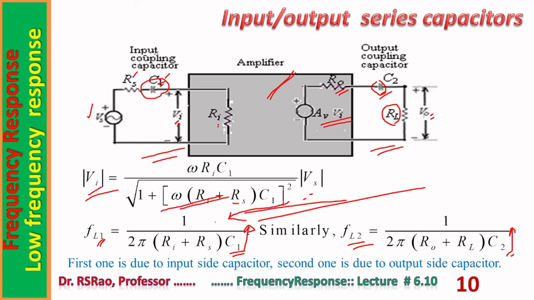This is one observation. Another observation is Ri plus Rs requires to be high, R0 plus RL requires to be high too, to make FL1 and FL2 smaller and smaller. To move further, first one is due to input side capacitor. FL1 is due to input side capacitor. Second one is due to output side capacitor.